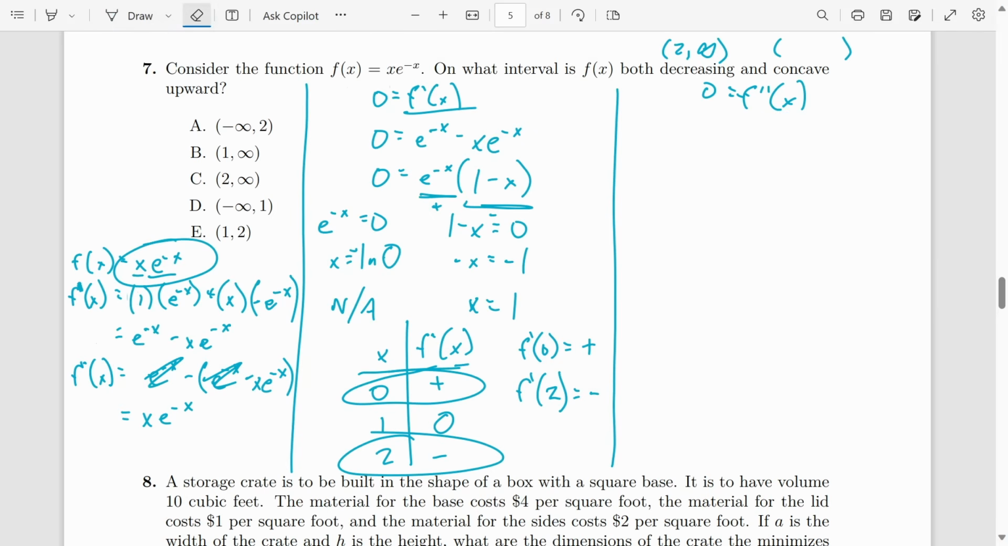So finding inflection points, similar setup. We just set f double prime of x equal to 0. So 0 equals x times e to the negative x.